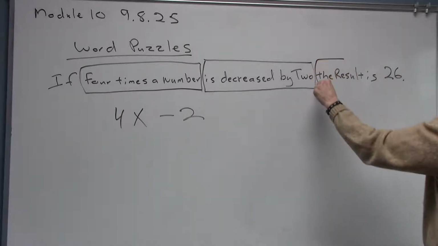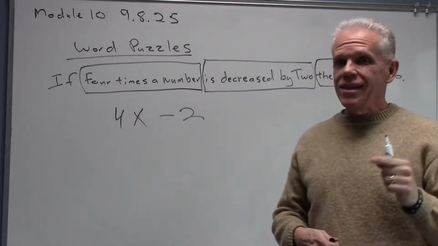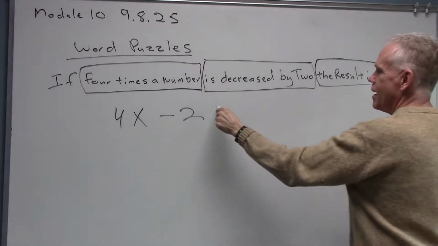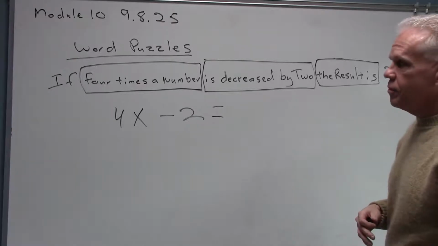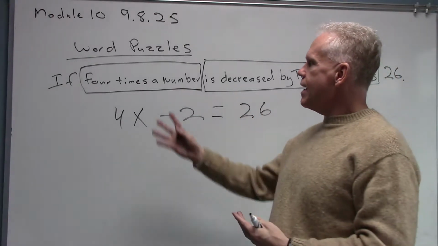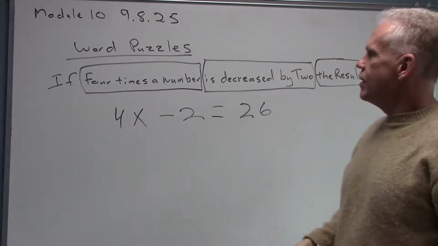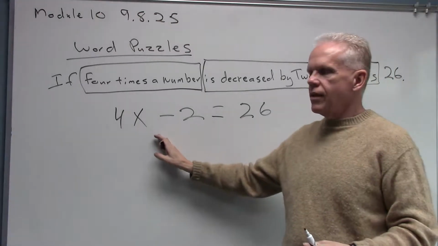The result is, I believe the result might mean equals. That's the last piece of the puzzle, or really next to the last piece, and the last piece is 26. So we have just translated this word problem, or put our puzzle pieces together, into an algebraic equation.